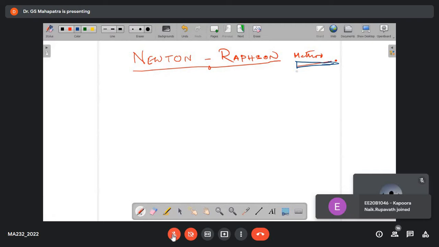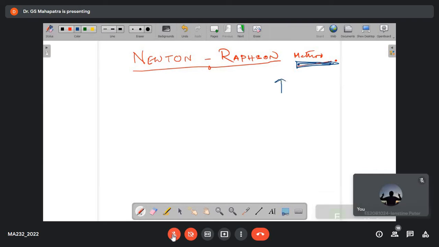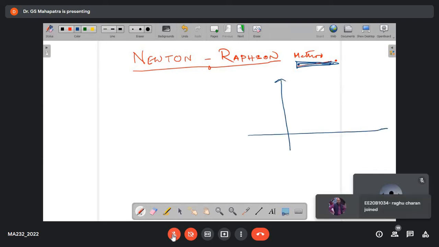Okay. Next one is the Newton-Raphson method. This method can also be used for solving the equation f of x equals 0. So what is the concept? Now the mathematical concept. First, we will discuss that one.